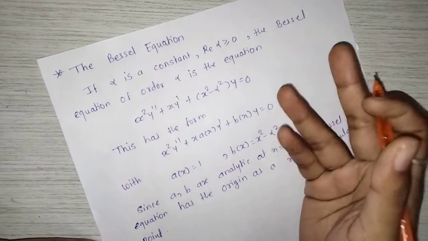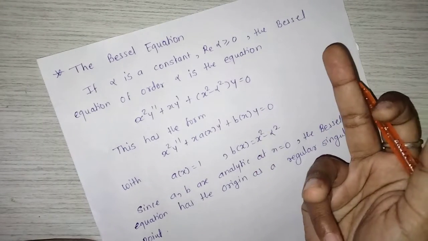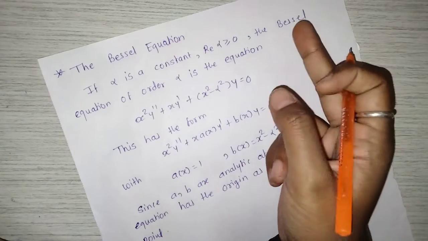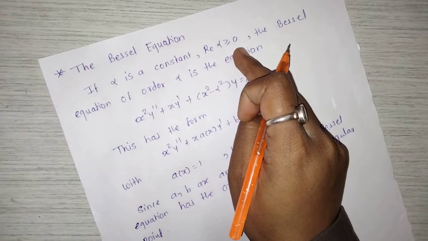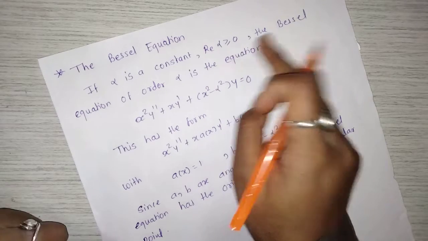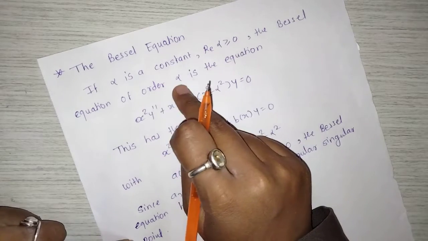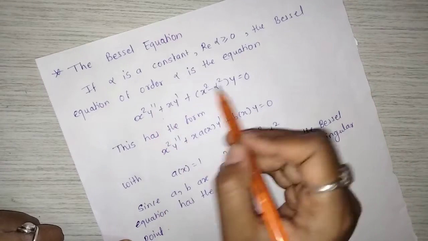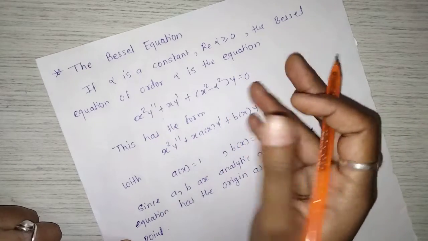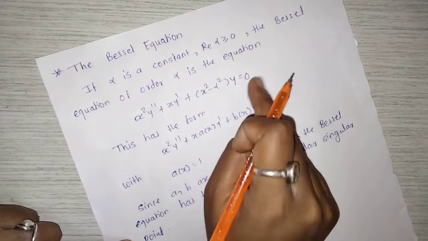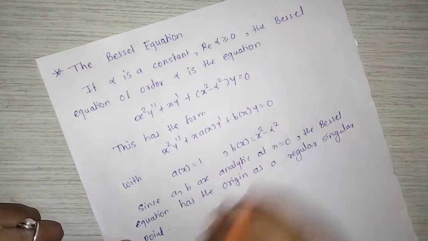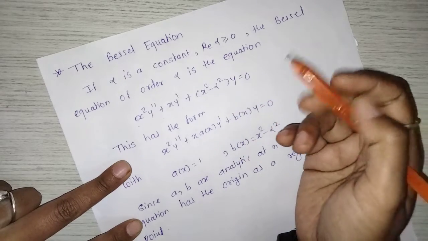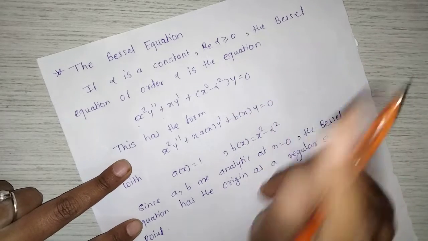Hello students, next point is the Bessel equation. If alpha is a constant and real part of alpha is always greater than or equal to 0, the Bessel equation of order alpha is the equation x square y double dash plus xy dash plus (x square minus alpha square) y equal to 0. This form is nothing but the Bessel equation of order alpha.